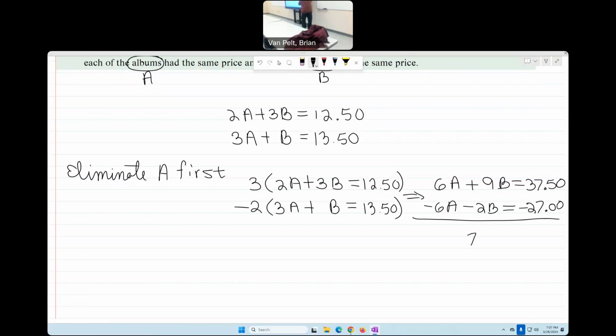So I get 7B equals 10.50. Believe it or not, seven goes into it. Yeah, I see what I did wrong. So we end up with B equals 1.5. So each book is $1.50. Okay, that's what that means.